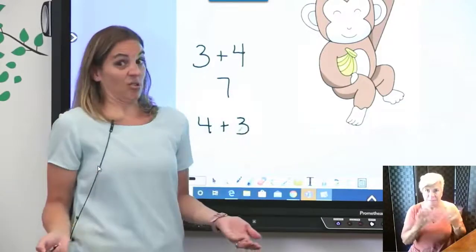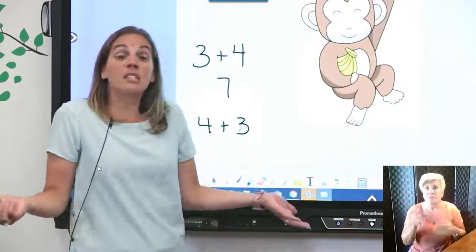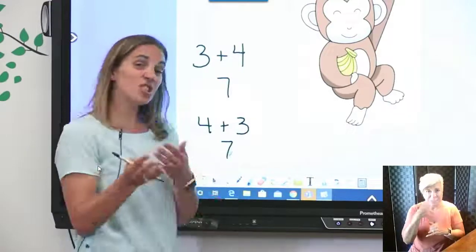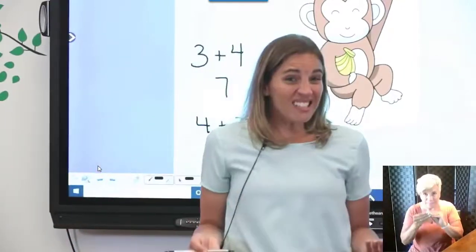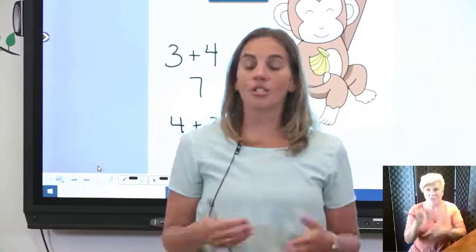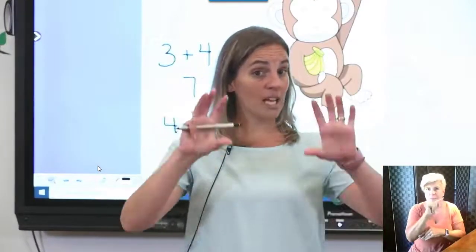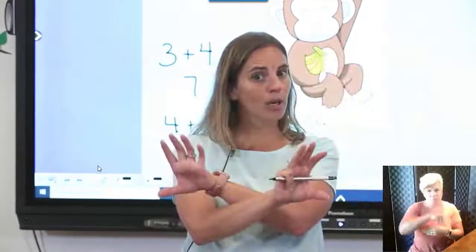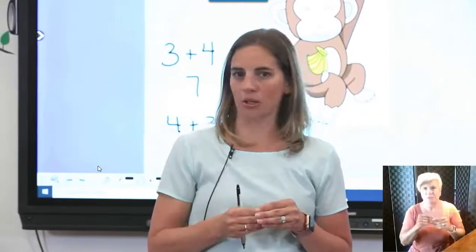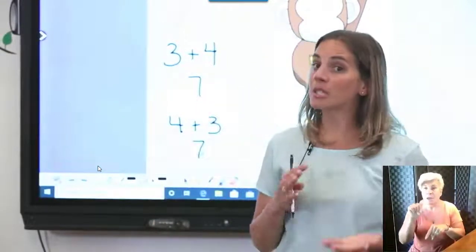Now what's the answer? Right, it's still 7. Just because I changed the order of my numbers doesn't mean that I changed the answer. So the commutative property says you can take your addends and flip them any way you want and you still get the same answer. But the associative property was a little bit different.